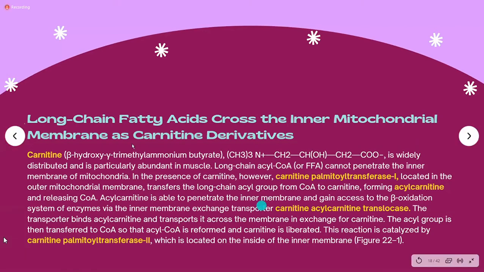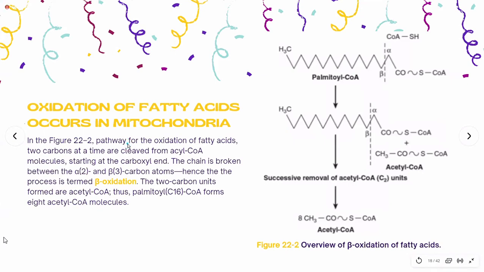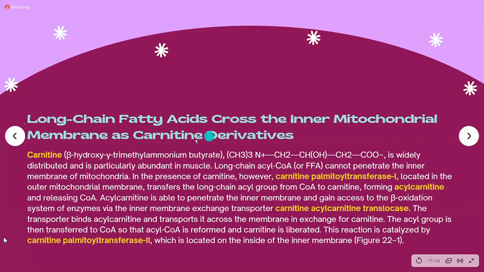Oh, there you are. Long-chain fatty acids cross the inner mitochondrial membrane as carnitine derivatives. Carnitine is beta-hydroxy gamma-trimethyl ammonium butyrate. This is the one. It is widely distributed and is particularly abundant in muscles. And long-chain acyl-CoA or free fatty acids cannot penetrate the inner membrane of the mitochondrion.